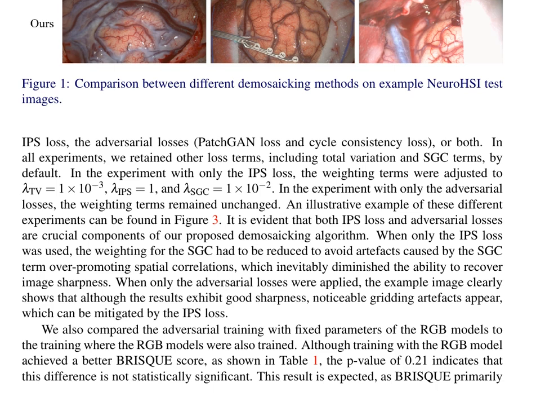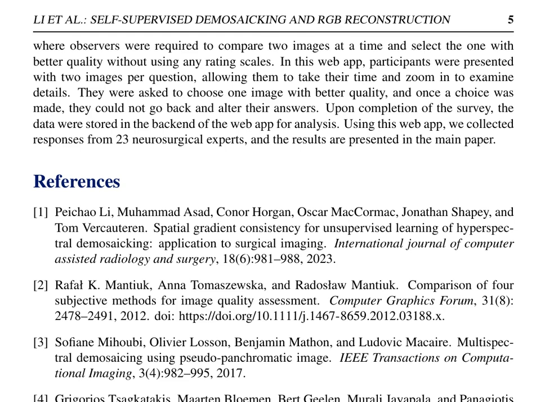The demosaicking branch utilizes a spatially adaptive demosaicking algorithm, while the RGB reconstruction branch is based on a color model using one-by-one convolutions. The training process involves a combination of loss functions, including IPS loss, adversarial losses, and a spatial gradient correlation term. An ablation study was conducted to assess the importance of each loss term, revealing that both IPS loss and adversarial losses are crucial components.